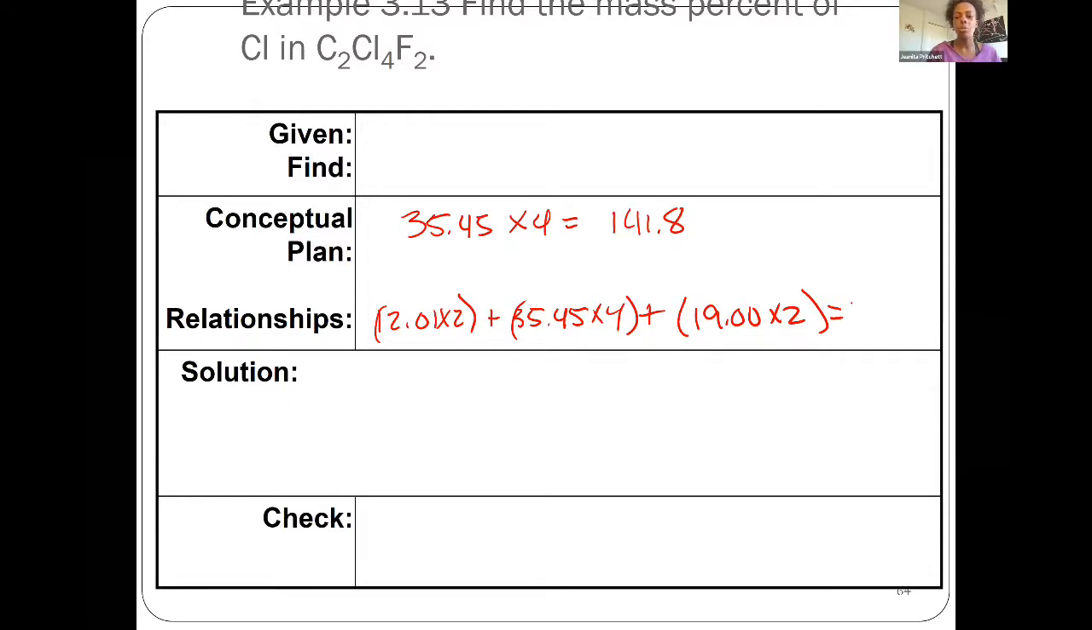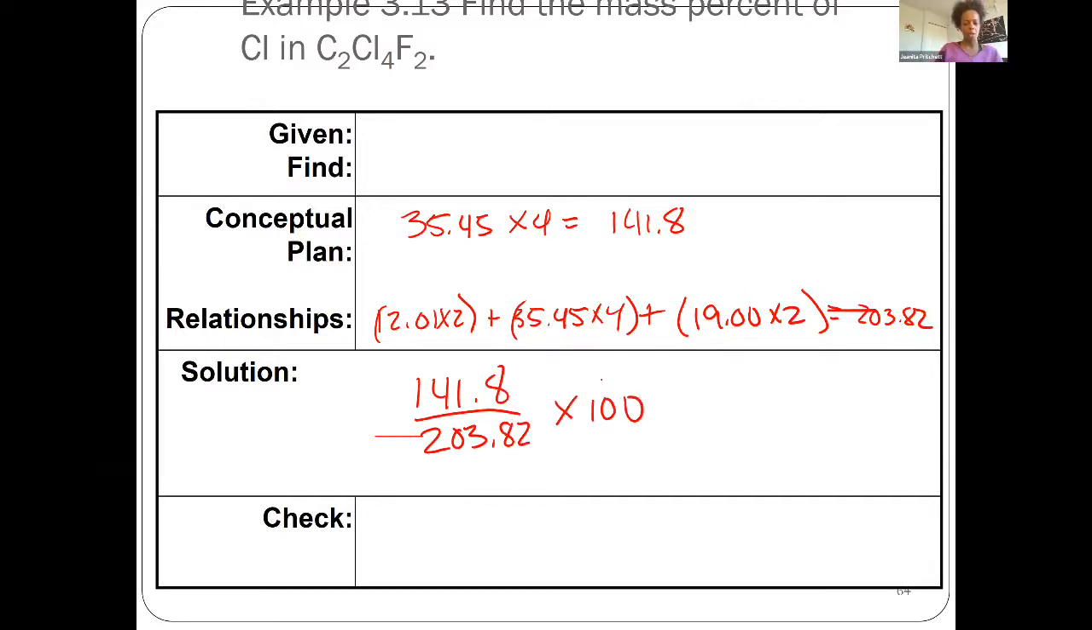That gives us a total of 203.82. To find the mass percent of chlorine, it would just simply be 141.8 divided by 203.82. And it's a percent, so we're going to multiply it by 100. And in that case, we end up with 69.57% chlorine. So if we did some elemental analysis on this compound, the bulk of the mass is actually coming from the chlorines that are present.